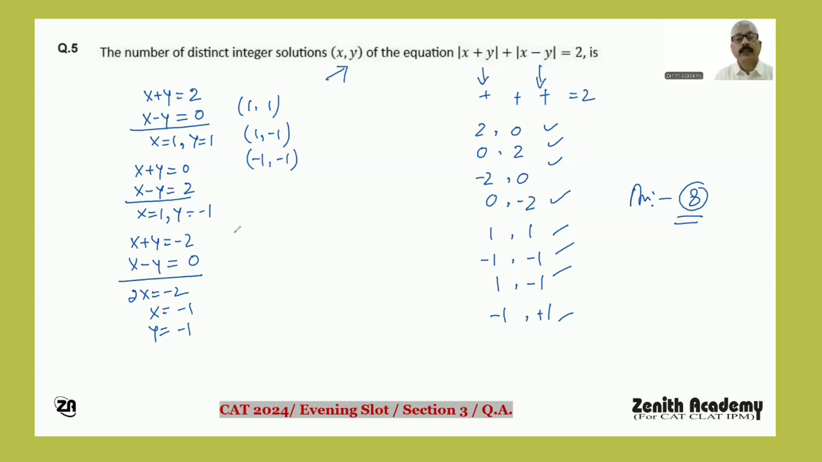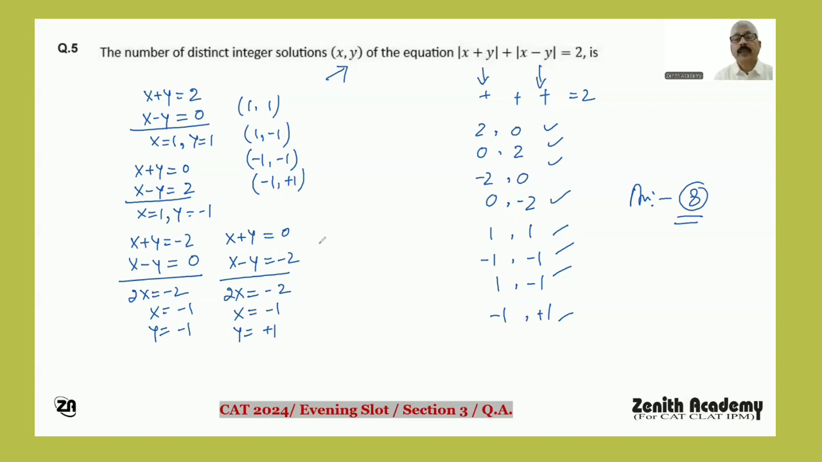If you take x plus y is equal to 0 and x minus y is equal to minus 2, then 2x is equal to minus 2, x is equal to minus 1, so y is going to be plus 1. So this is another solution, minus 1, plus 1, right?